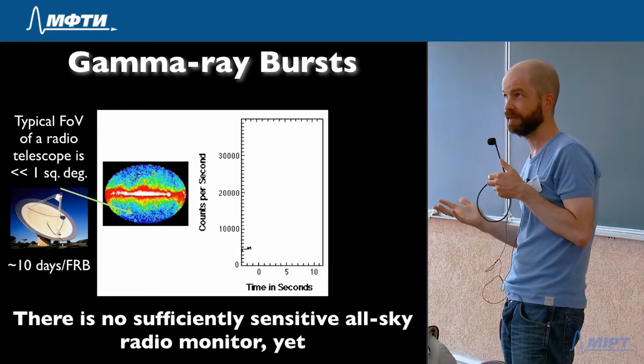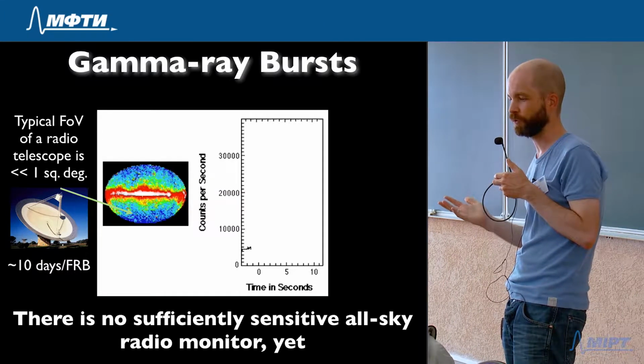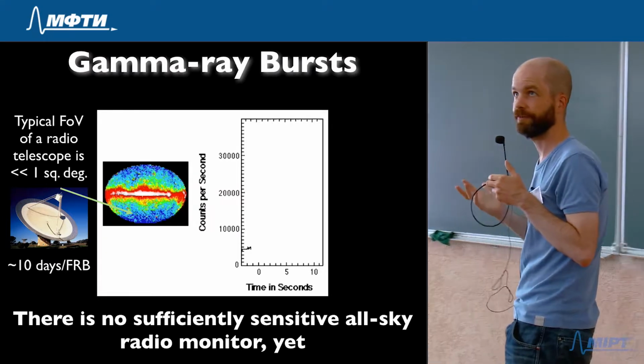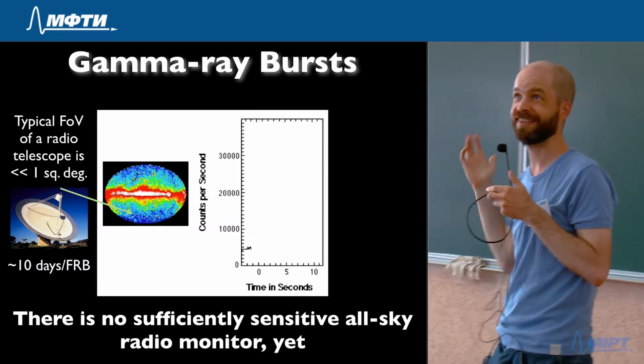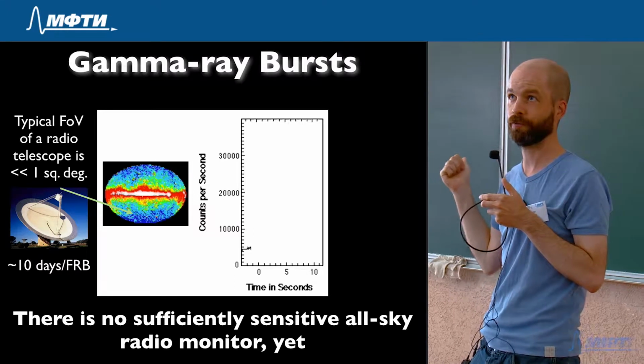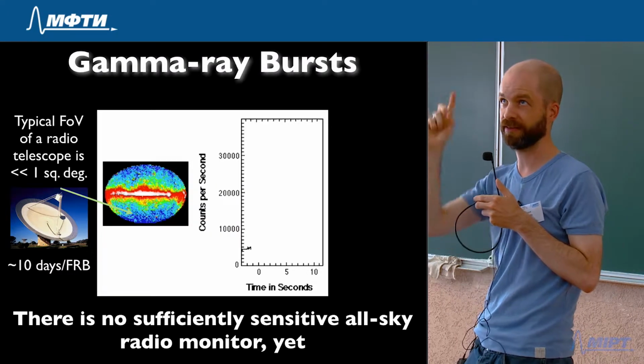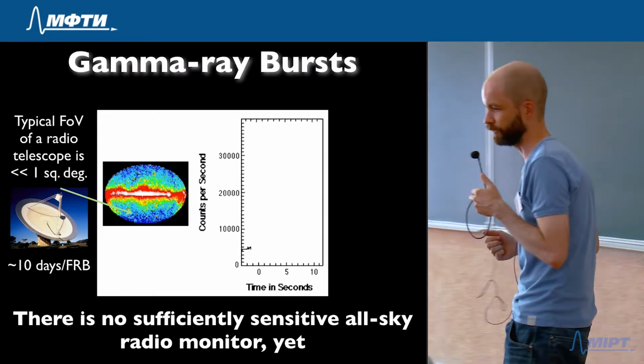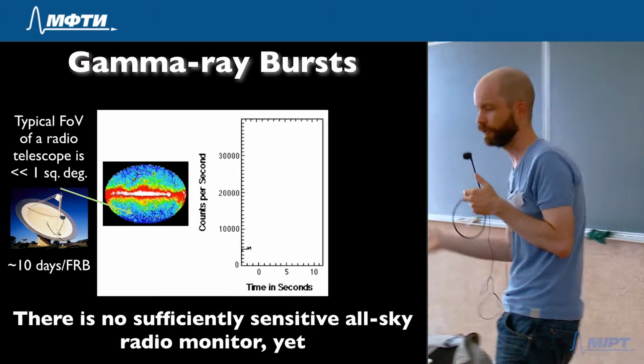But despite that, the field of view is still much less than a square degree, and the Parkes telescope, which has been instrumental in discovering the fast radio burst phenomenon, still takes 10 days of observing, about 240 hours, to detect one single fast radio burst. So it's a huge investment to detect these signals, even with a telescope that has a nominally large field of view.